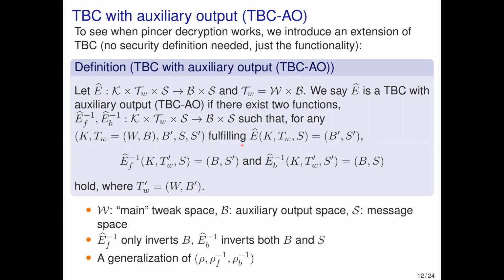The encryption function of the TBC-AO is denoted by E-hat here, and we need two variants of decryption routines, E-hat-F inverse and E-hat-B inverse. The former only inverts B, but the latter inverts both B and S. This definition is in fact a generalization of the tuple of rho and rho-F inverse and rho-B inverse.